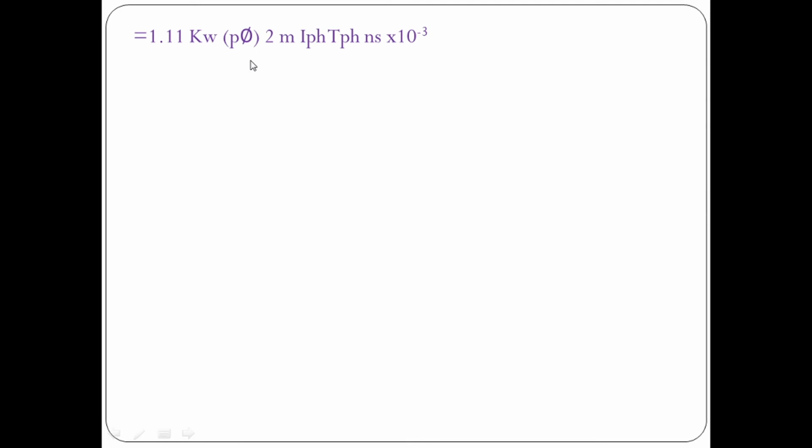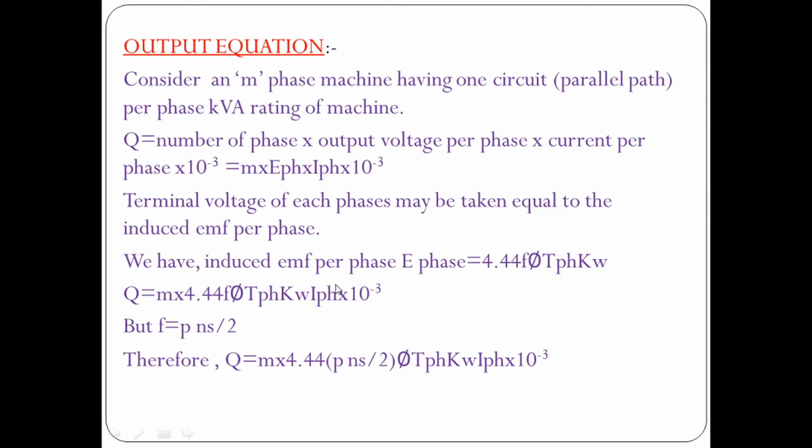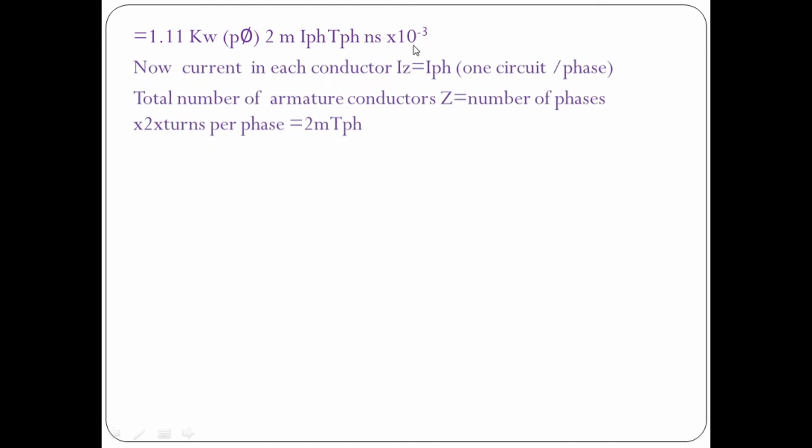So in the expression, if you see here 4.44 divided by 2, that becomes 2.22, correct? So that 2.22 you can write as 1.11 into 2 kW into P phi into M into I phase T phase ns into 10 to the power minus 3. Now the current in each conductor Iz is equal to I phase, because we have assumed one circuit per phase or one parallel path per phase, correct? So we can consider that Iz is equal to I phase.